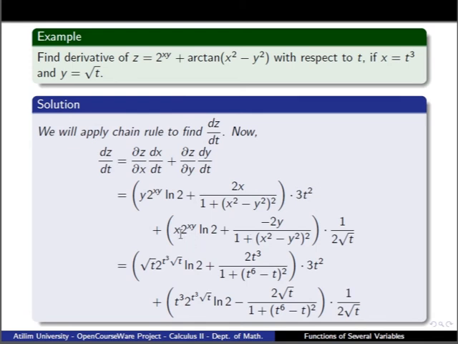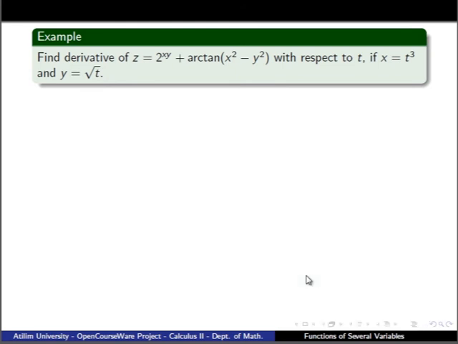In a similar way, in this parenthesis we have the derivative of z with respect to y times the derivative of y with respect to t. And if we substitute x and y in terms of t, we get this result, which is obtained by using the chain rule, or the theorem that was given before this example.